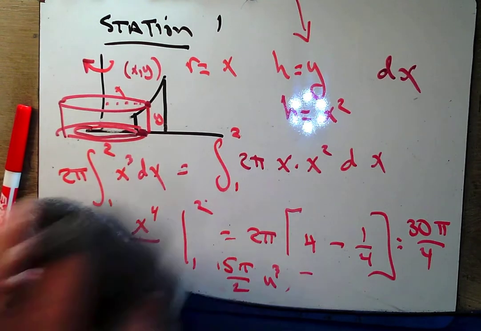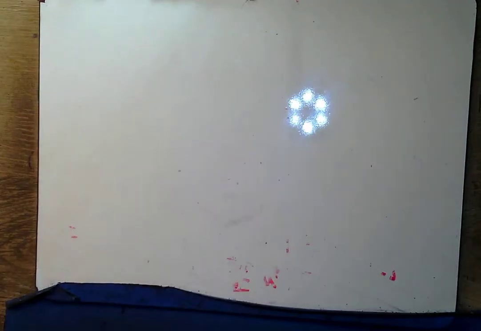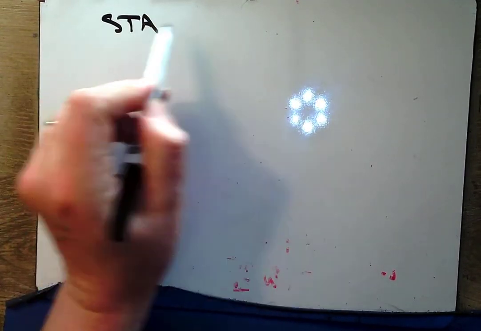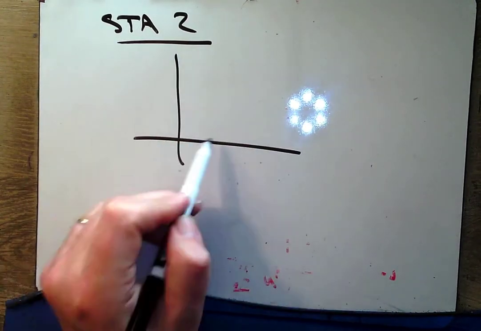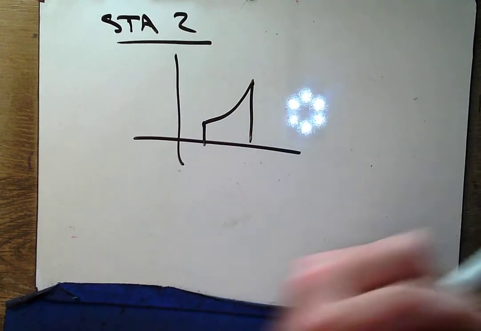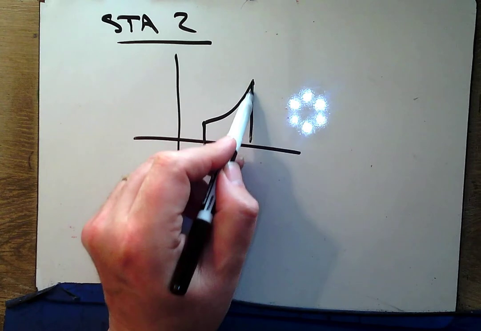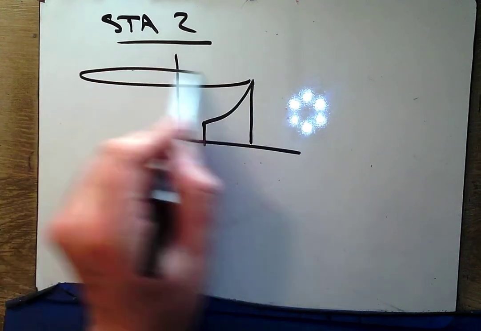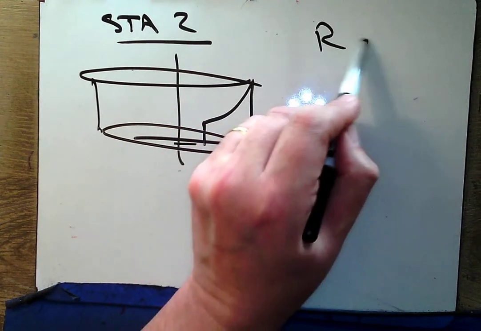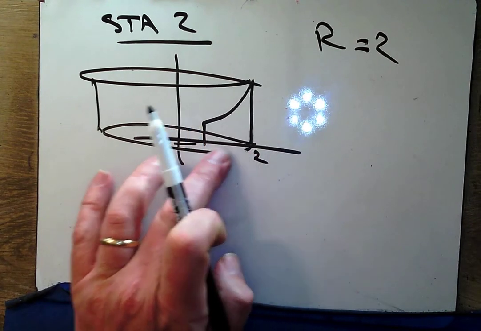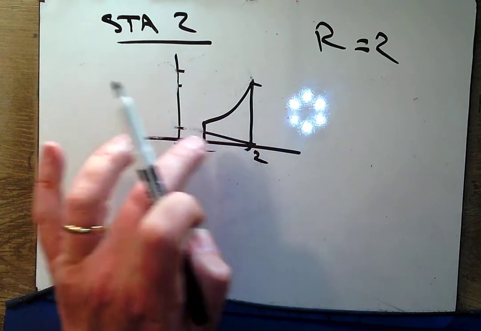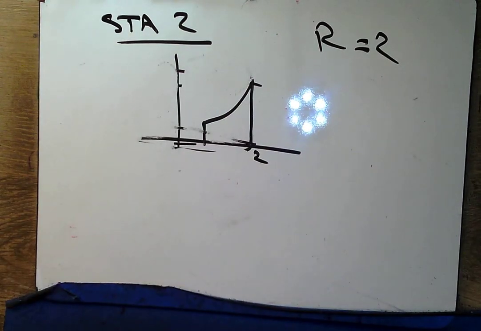Okay. Station 2. Station 2 has us using that same region, this time about the y-axis with washers. And this is, I think, a much harder problem, because while the big R is always 2, there's a challenge with the little r. And sometimes people aren't looking sort of at the whole picture. They're just looking where they draw the line.